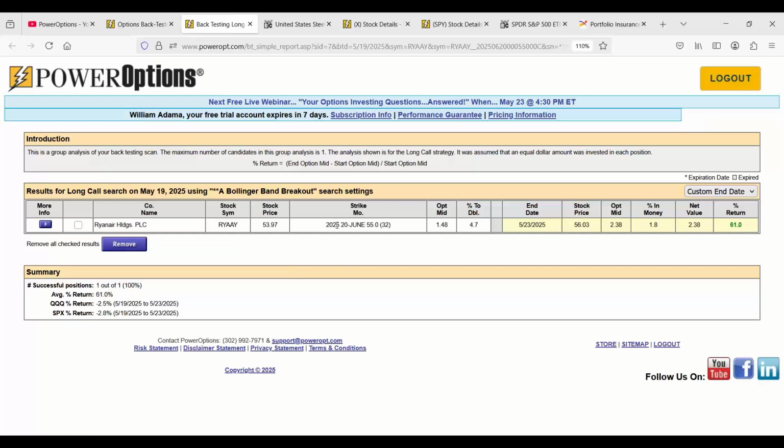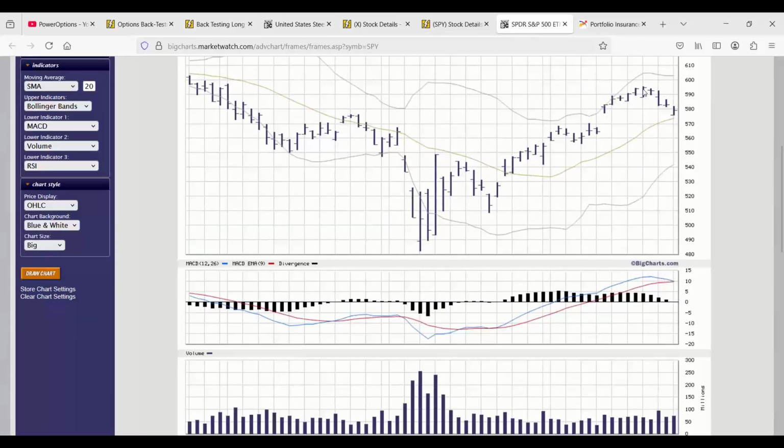With the market at the peak on May 19th, only one result came up, for Rainier Holdings. Stock was at 53.97. We showed the 20 June 55 call, 32 days out in time, at 148. It's now at 238. It's a 61% return in 4 days from May 19th, as SPY dropped from about 595 down to about 580.